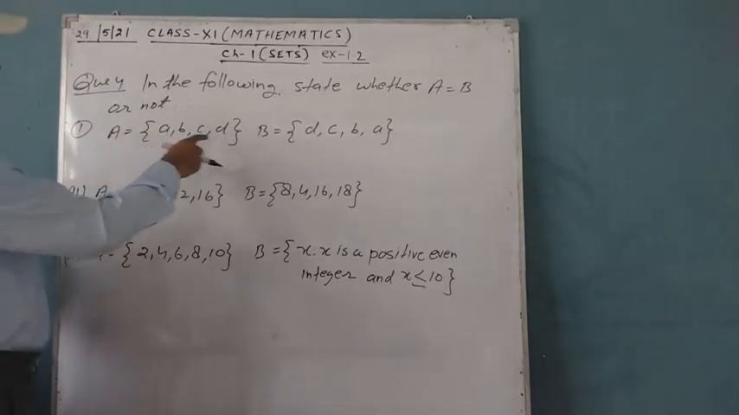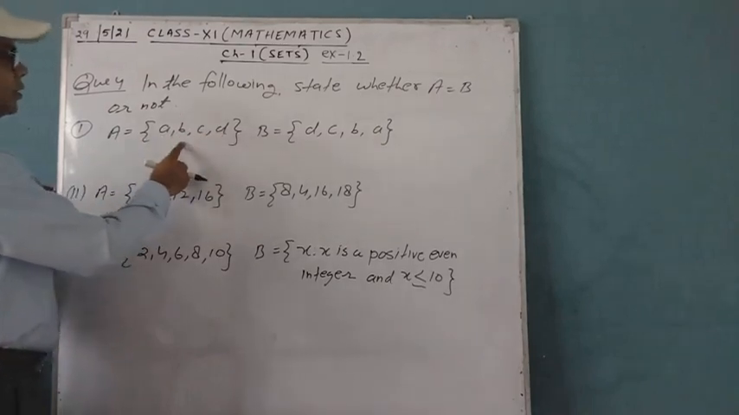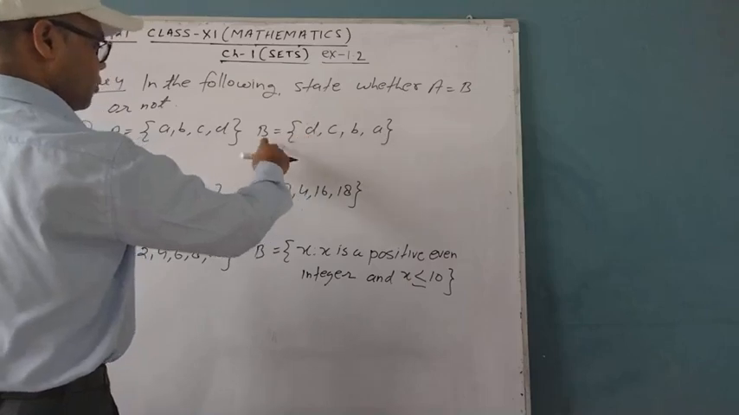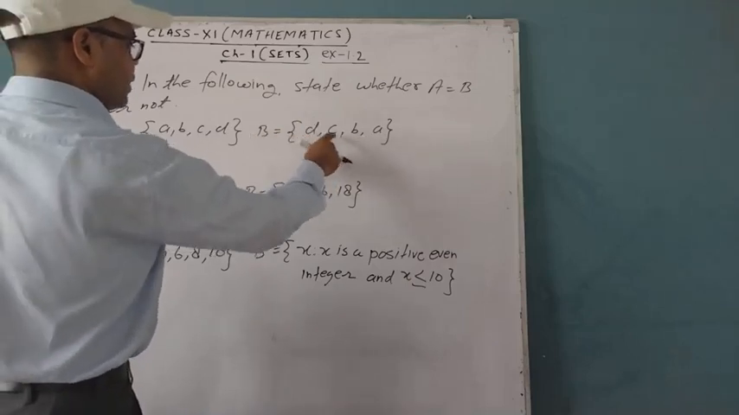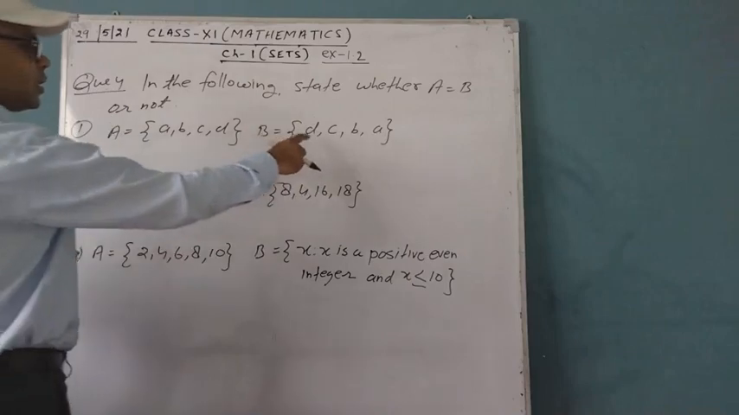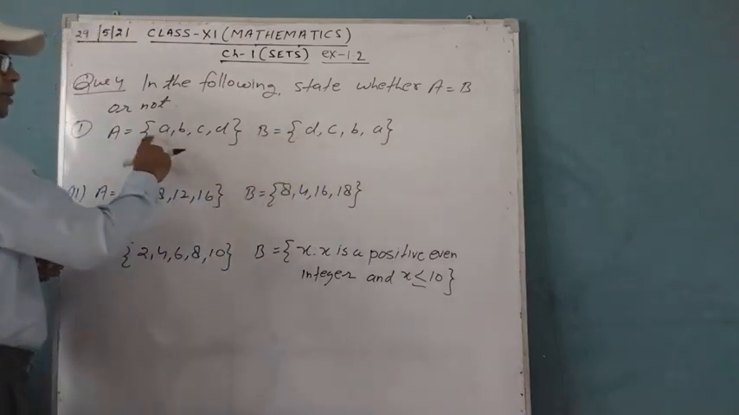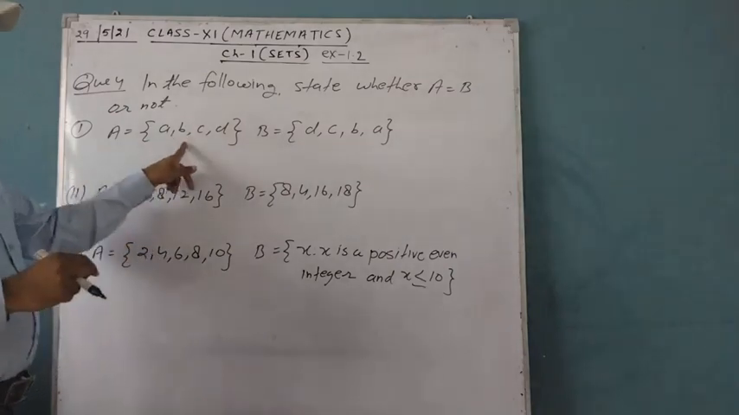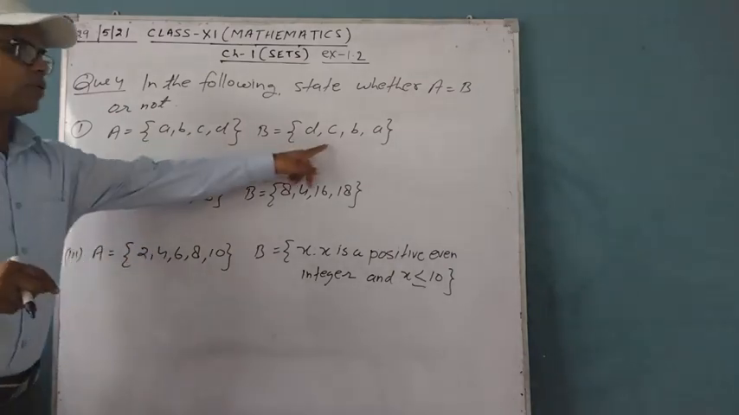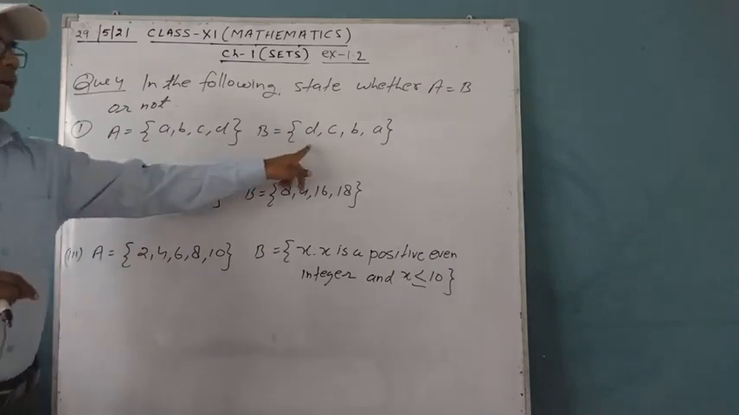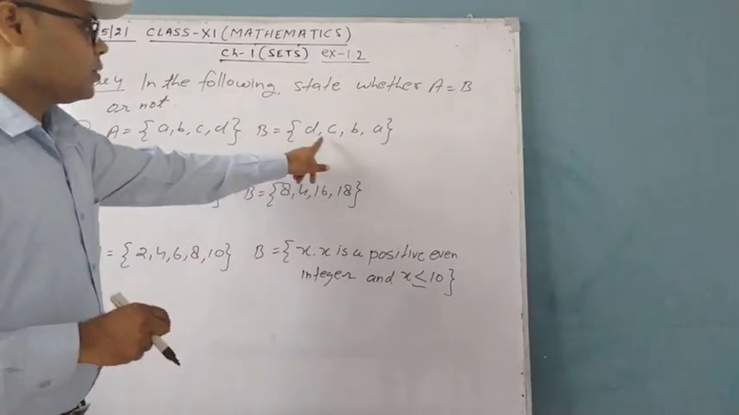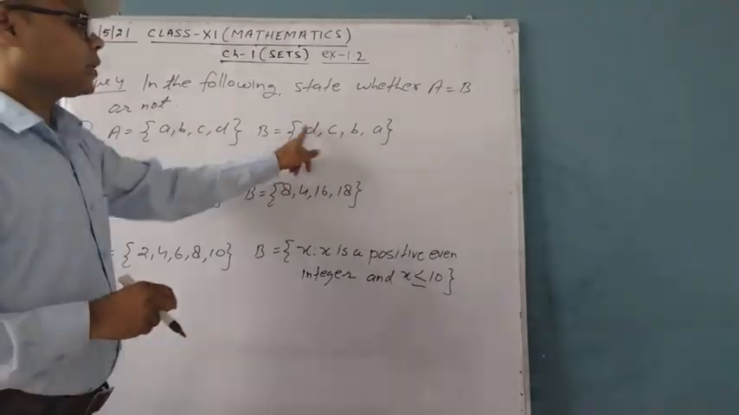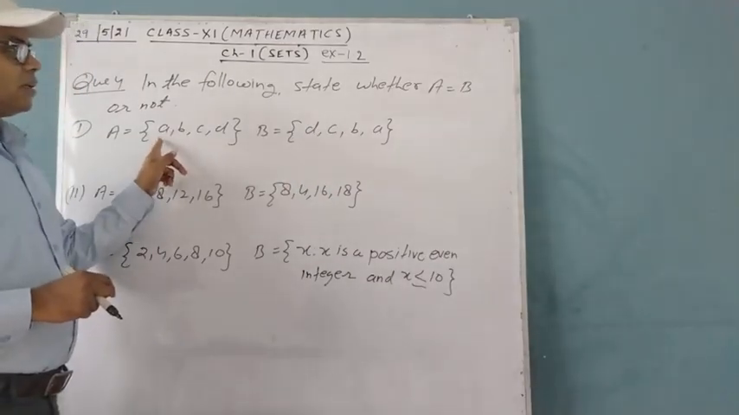Here the elements used in set A are A, B, C, D, and the elements used in set B are also the same, A, B, C, D. Here the sequence is different, and in this set the sequence is other than in the first. So I told you earlier the sequence doesn't matter, right? To write a set, the sequence of elements doesn't matter. Sequence का कोई मतलब नहीं होता है, ठीक है?